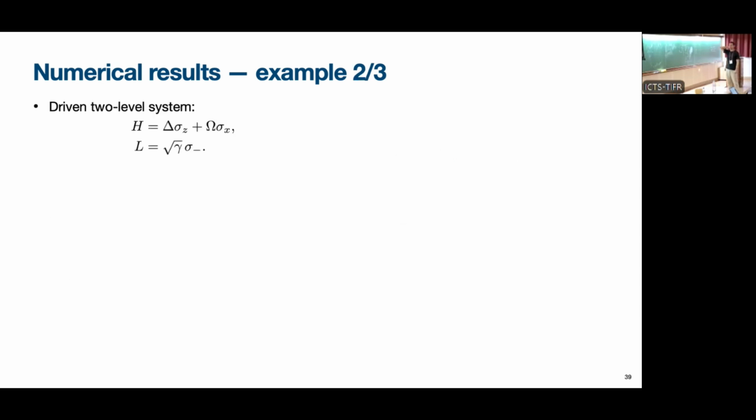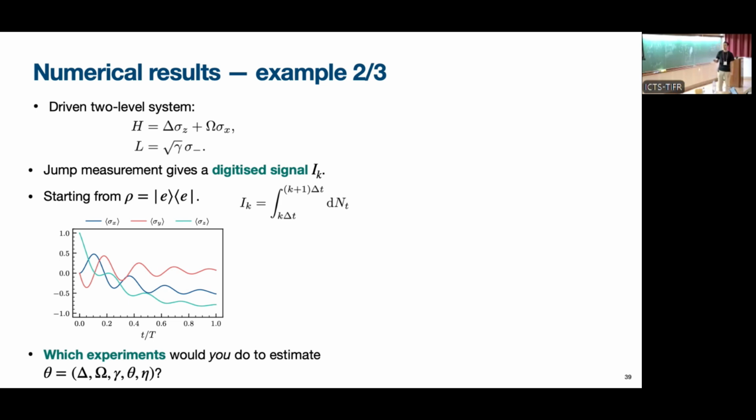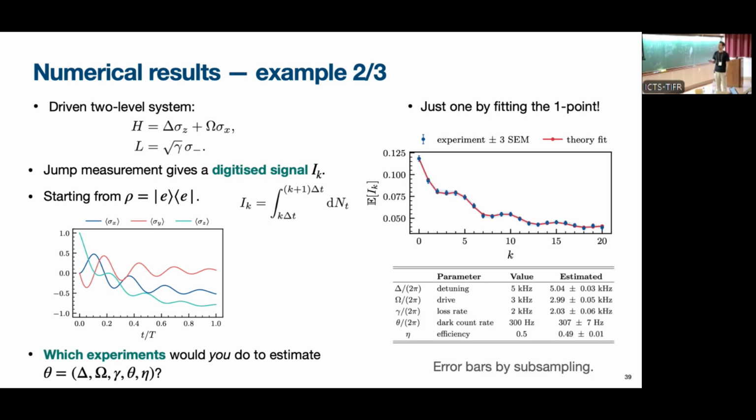All right, second example is a driven 2-level system, so just a qubit with some detuning, a drive, and a decay rate. In this case, it's an example for a jump detector. You start from the excited state, and the question is, what experiment would you do to estimate the detuning, the drive strength, the decay rate, the dark rate, and the efficiency. And in this case, you can just look at the one-point function, the blue curve here. You fit it, and you find all these parameters with good precision.